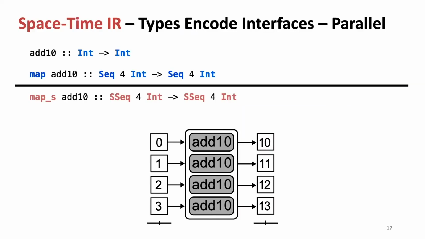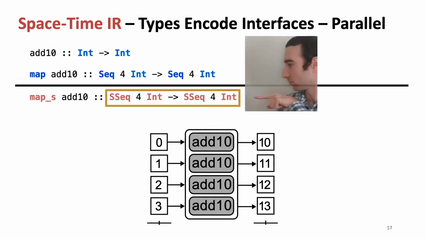All space-time IR operators have an interpretation as hardware. For example, there are 2 versions of the map operator in the IR. The map-S, or map in space operator, describes a fully parallel accelerator that processes all elements in a single clock cycle. The circuit diagram shows a 4-element per clock circuit. 4 elements arrive on the same clock, map-S adds 10 to every element, and the 4 elements depart on the same clock. The type signature of map-S specifies the circuit's timing behavior. sseq4int, or space-seq-4-int, is a sequence where all 4 elements occur on the same clock cycle.